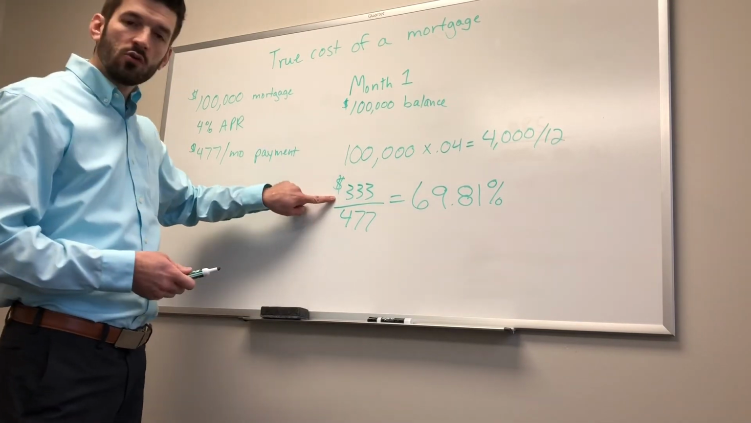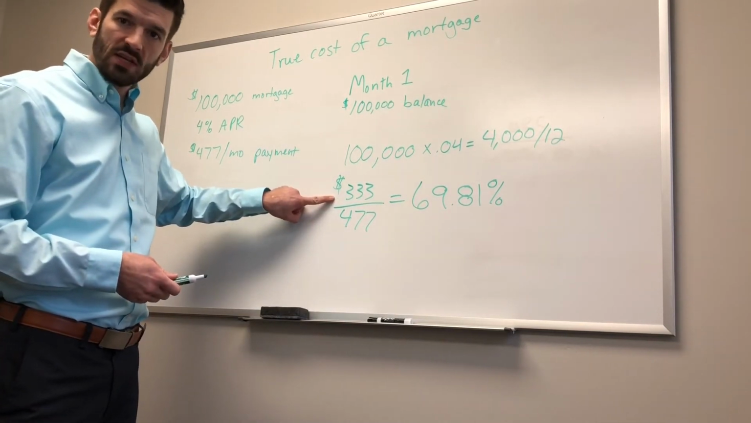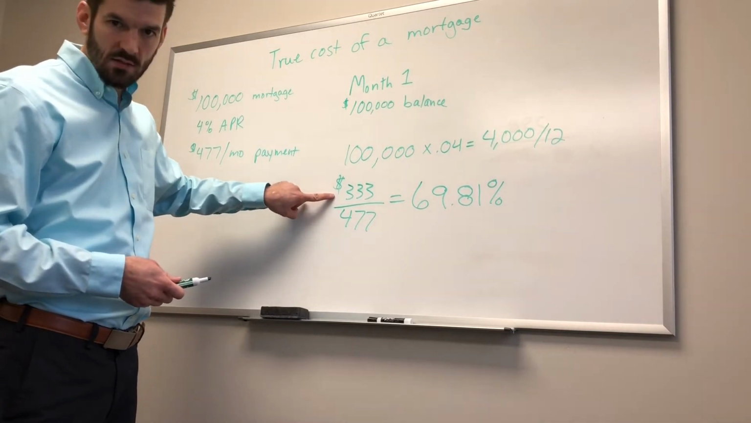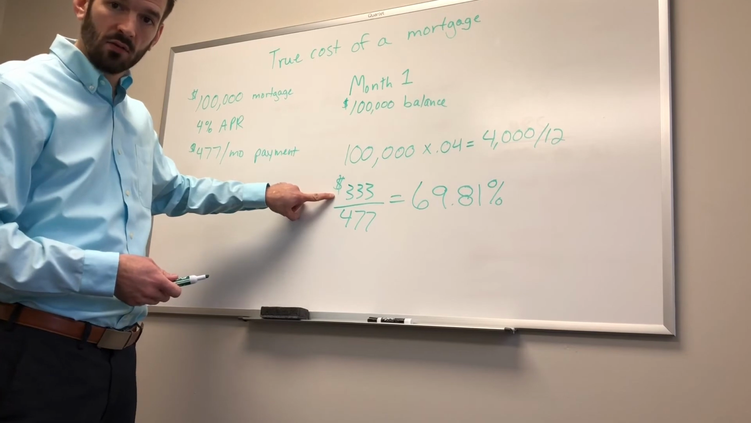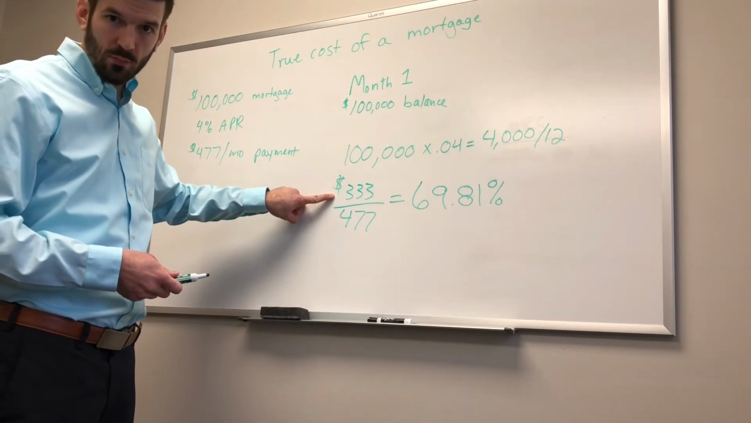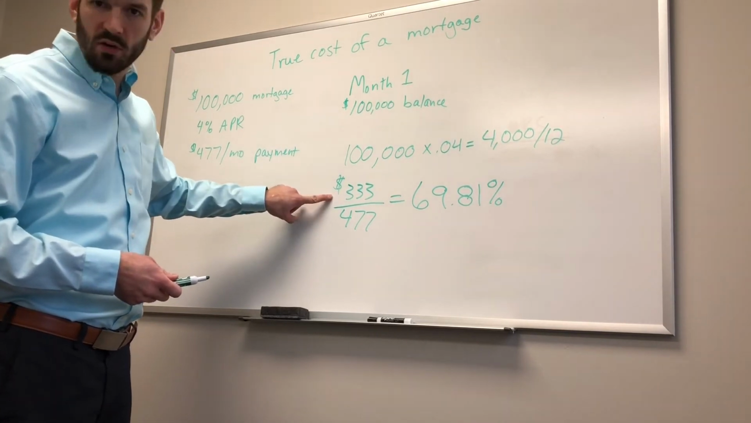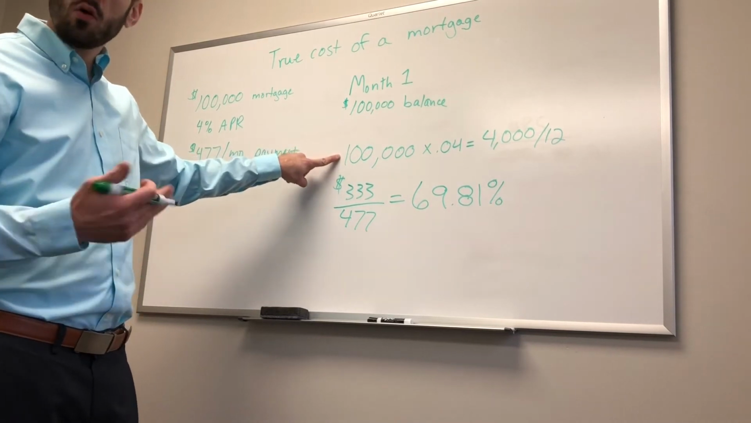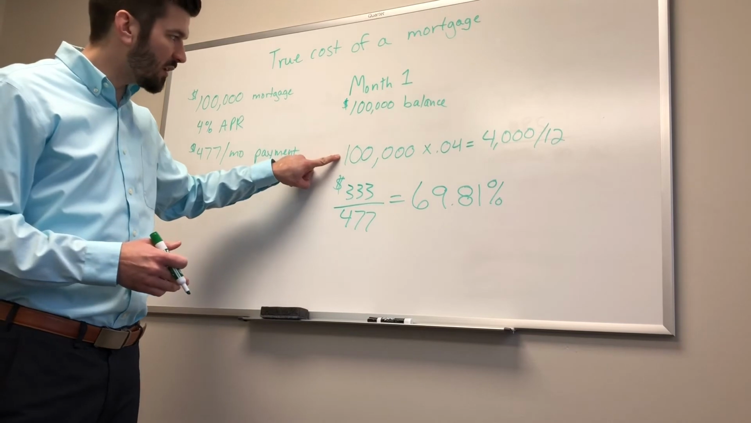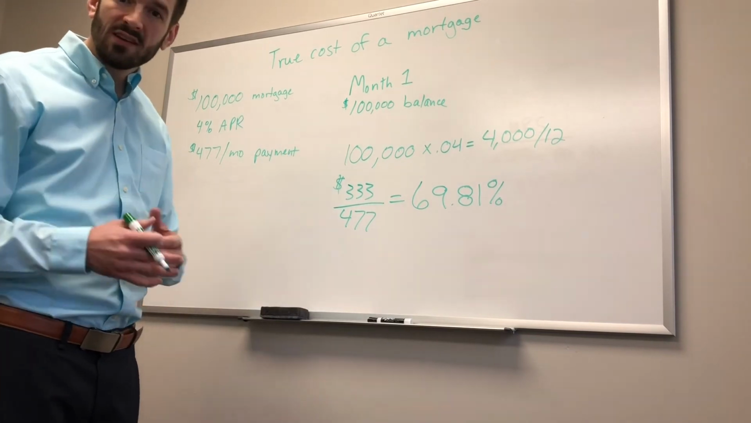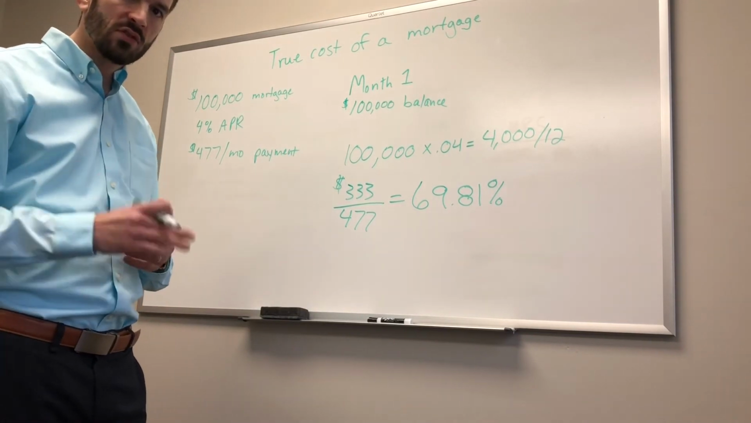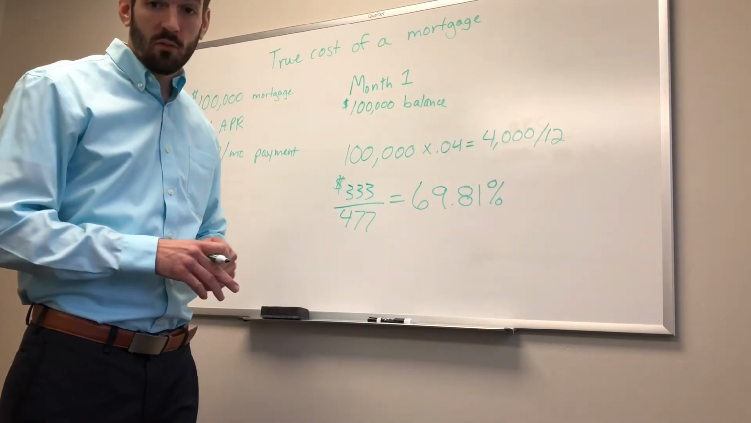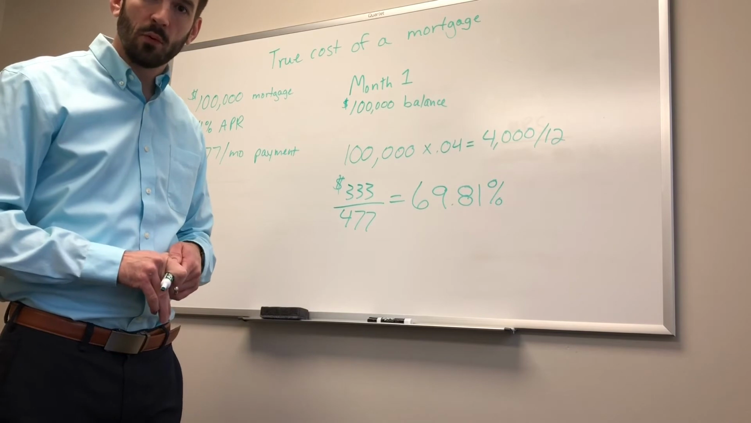So if $333 went to interest, that means $477 minus $333 went to the principal. So if you take that difference and subtract it from $100,000, you'll have still over $99,000, and I'll let you do that math so you can practice and see what it looks like for yourself. But what I can tell you is in month two, you're still over 69% interest in this example.